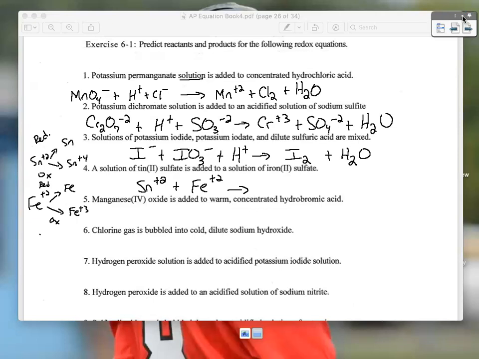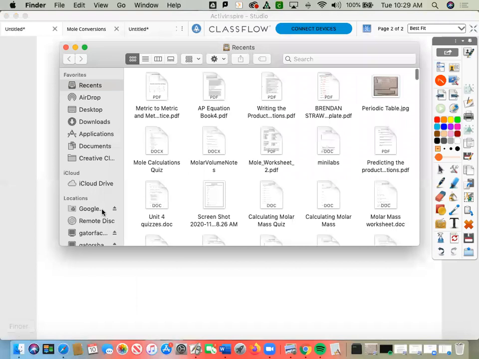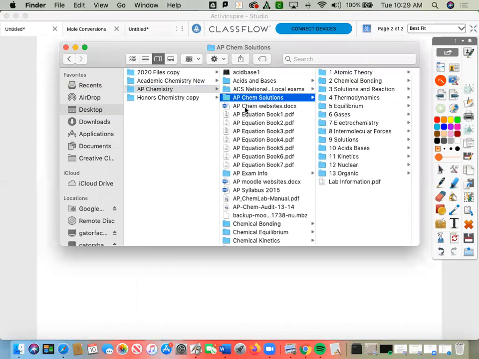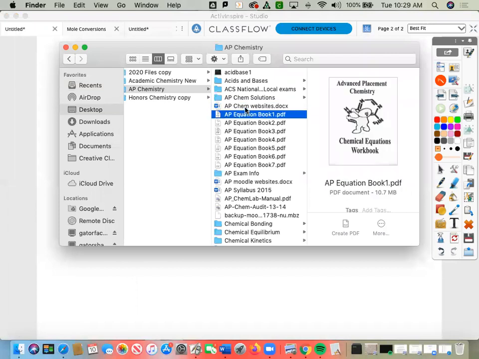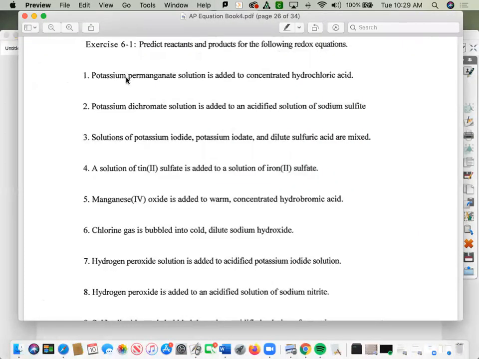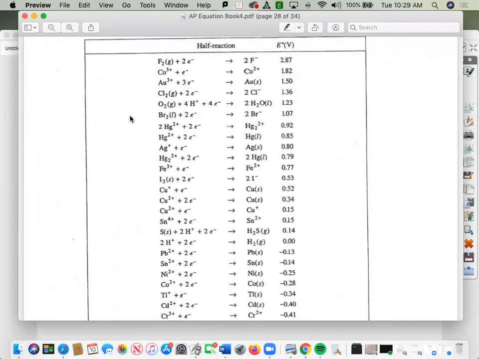We go back to those reduction potentials. I'm trying to think of where mine are. I don't think I put any of them in your, oh, they are in your booklet. Let me go to where we were. Let me show you this. So I'll go a little further, and here are our lists of reduction potentials.